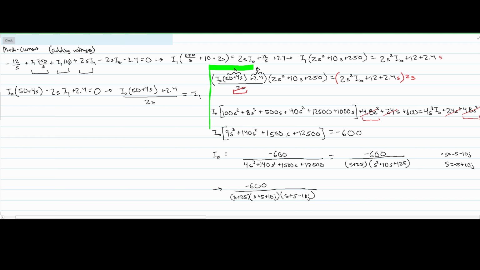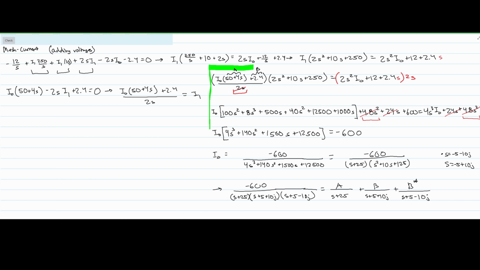Now we need to do some differential equation stuff. We're going to set this equal to an a divided by our first part, s plus 25, plus the b divided by the next part, s plus 5 plus 10j. And then we are going to have a plus b, but this is the conjugate of our b. And we know it's conjugate because we had to use imaginary numbers. And we're going to have s plus 5 minus 10j. And so that are those parts.